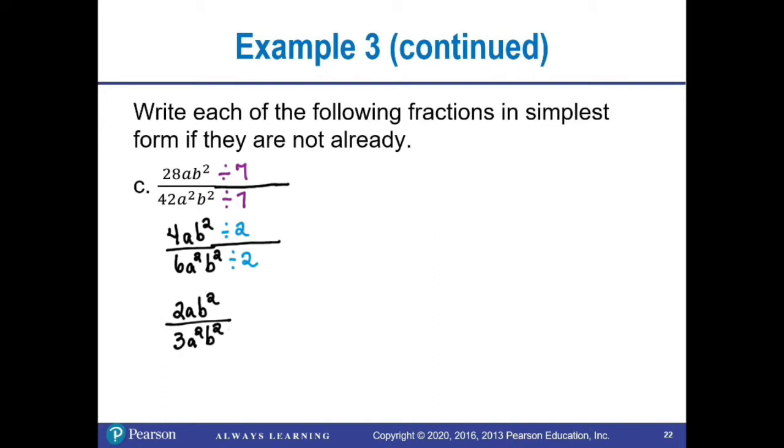Now notice I have a b squared on top and a b squared on bottom, so these cancel each other out. In the denominator, I'm going to rewrite a squared as a times a. An a in the numerator and an a in the denominator cancel each other out. So I have 2 over 3a for my simplified fraction.